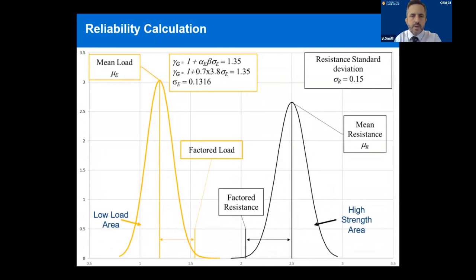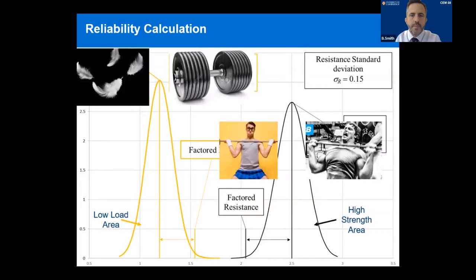Reliability analysis is represented by these 2 probability distributions. The yellow curve on the left represents the load with the mean at its peak. Think feathers on the left and dumbbells on the right. And the black curve on the right is the building resistance, or the strength, again with the mean at its peak. Think Mr. Skinny on the left and Arnie on the right.